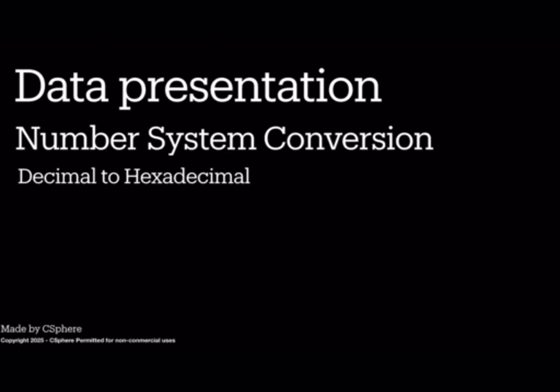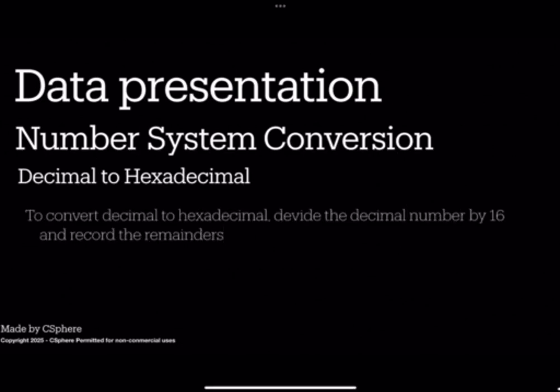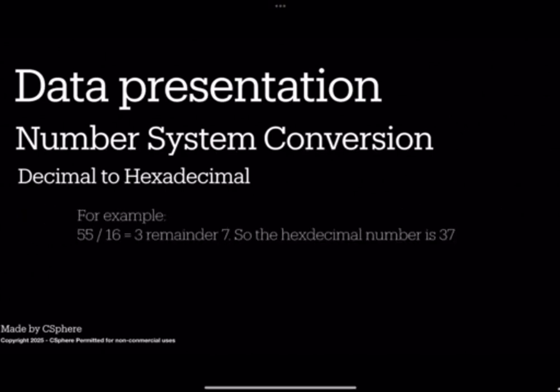Other than this, we also have decimal to hexadecimal. To convert decimal to hexadecimal, divide the decimal number by 16 and record the remainders. For example, we use 55 as the decimal number and divide by 16, so the result we get is 3 and the remainder is 7, so the hexadecimal number is 37.